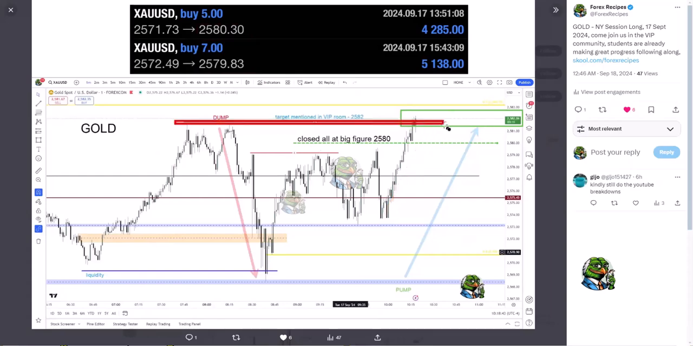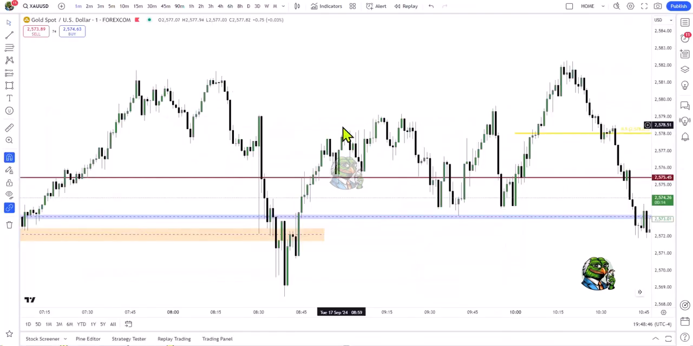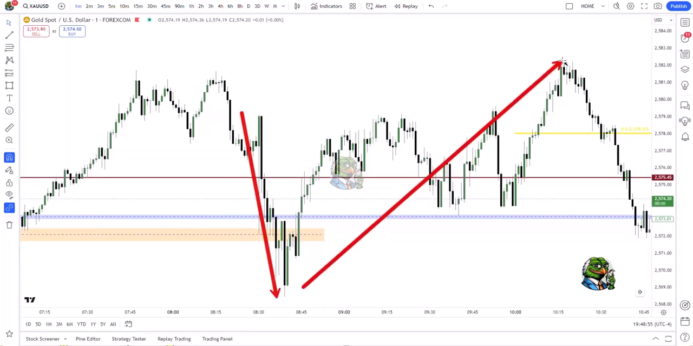Now, this entire trade is based on the premise of what the context of all of my trades are, and that is I want to see a dump for the pump. So we have our dump for the pump, and then what's important is to be in and out quick. You've got to be watching the clock.